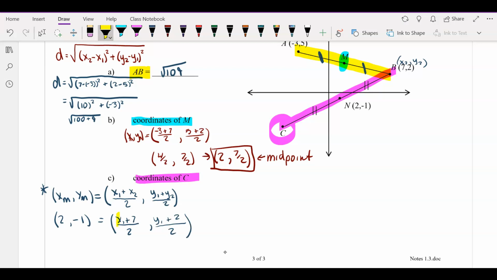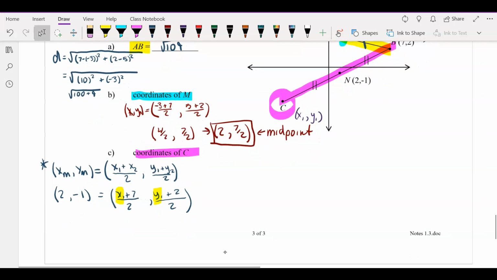Notice I did not add in the other point. I'm representing that one as our C, so it is our x1 and y1. I don't know those points. Now, I do know that the whole point for x is 2, but I know this is what will get me 2. So I'm going to write 2 equals x sub 1 plus 7 divided by 2. That is going to get me the point for x. And then over here, I'm going to have -1 equals y sub 1 plus 2 divided by 2.